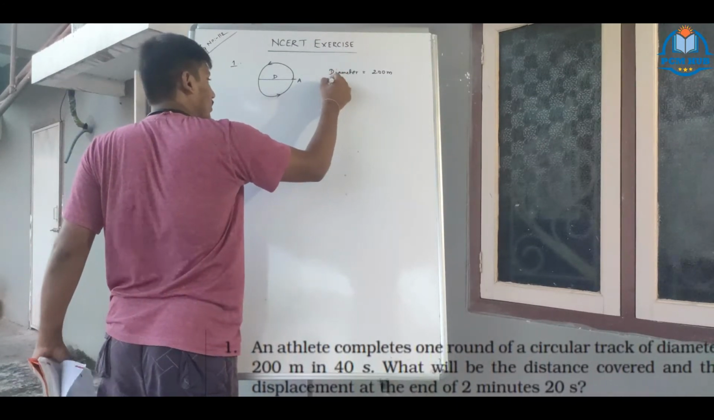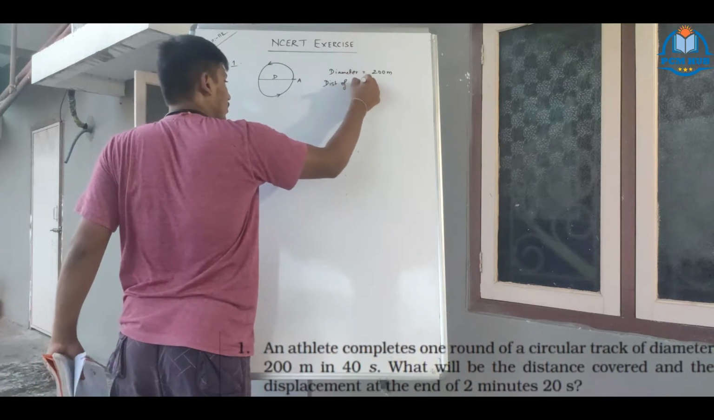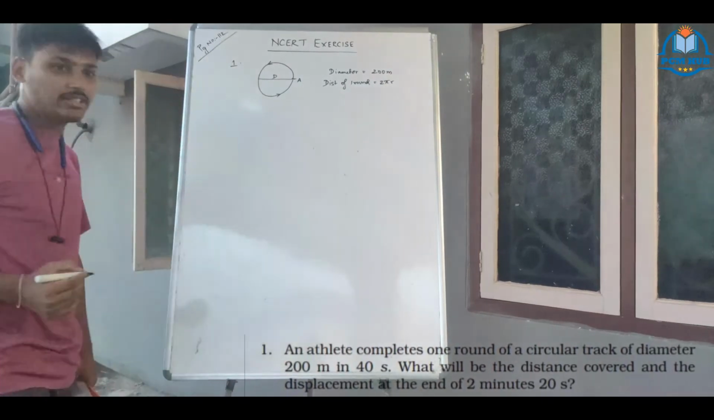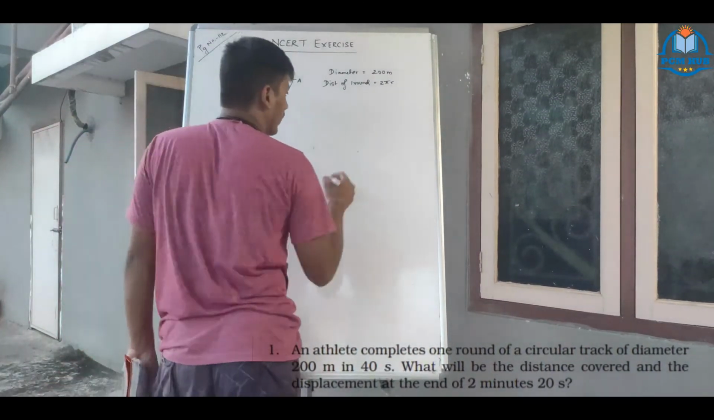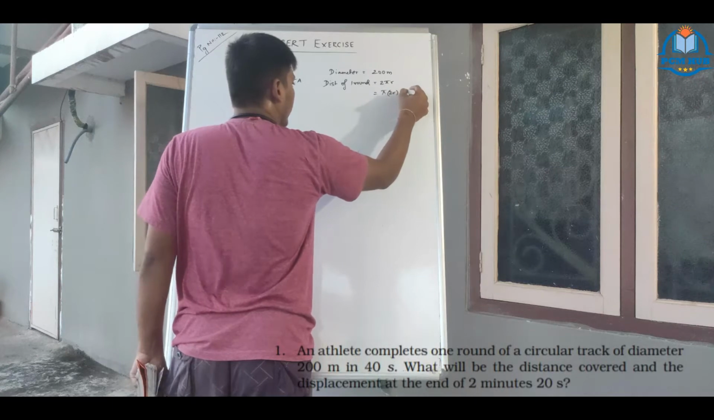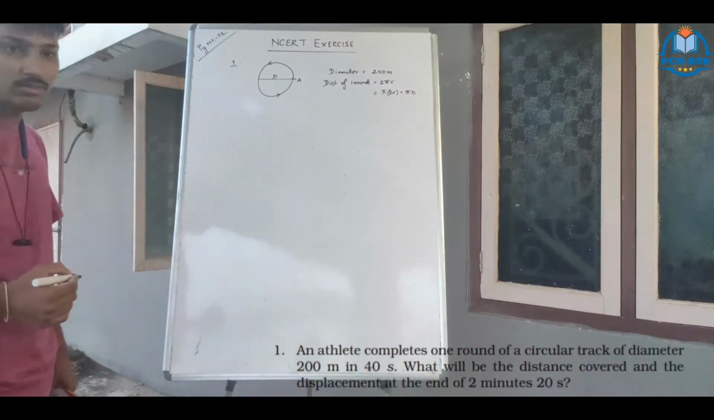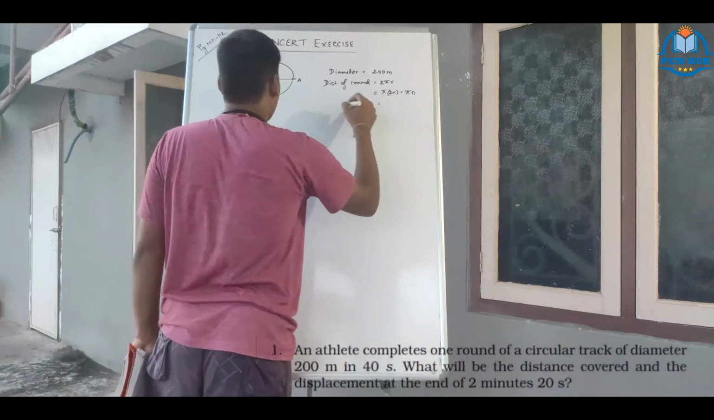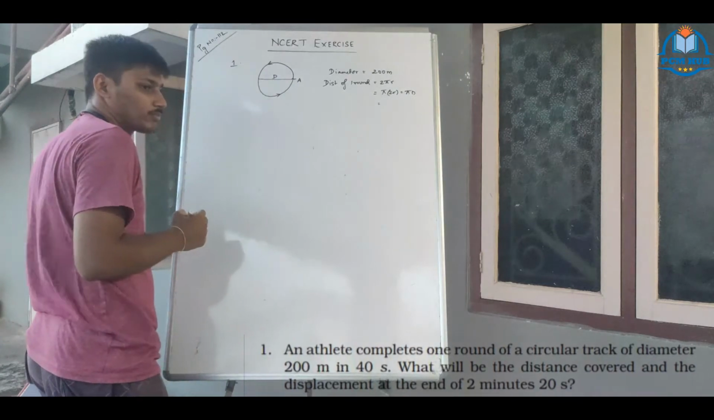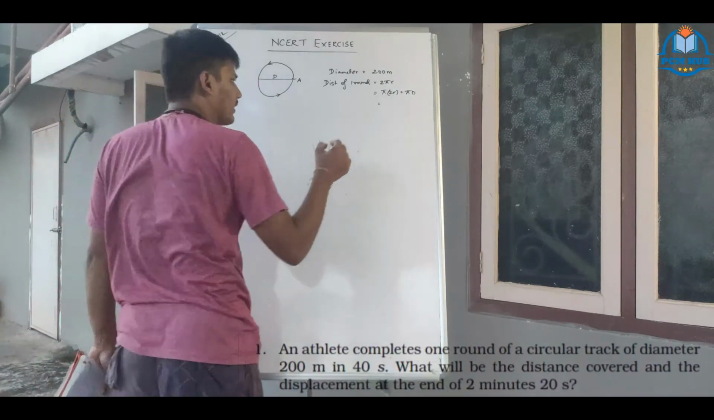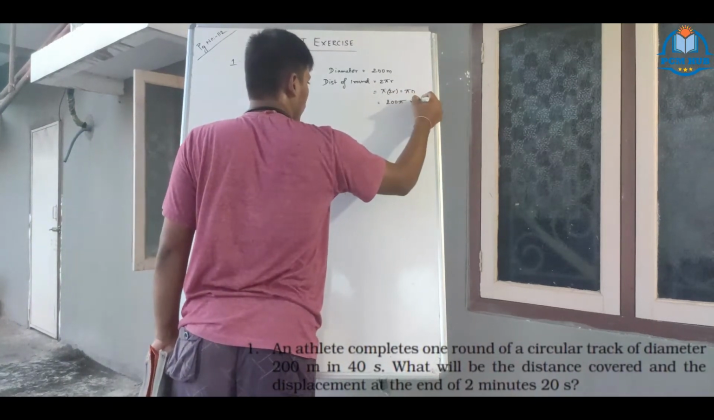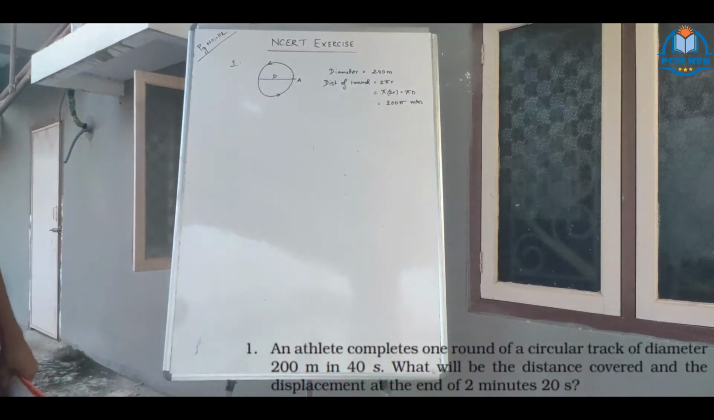So what is the distance in one round? It is 2 pi r. Why? Because it is the perimeter in one round. You can write 2 pi r as pi into 2r, which is pi d. What is the diameter already given? 200 meters. What will you take pi as? 22 by 7, or leave it like that, whatever the option is. So 200 pi meters is the distance of one round.